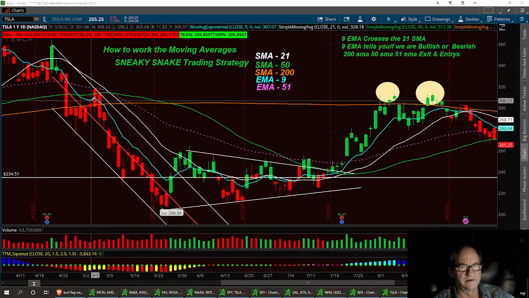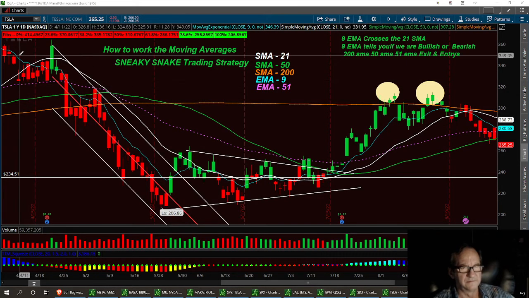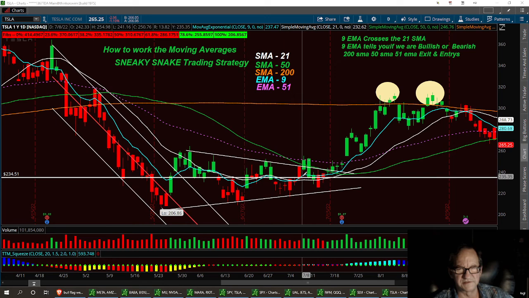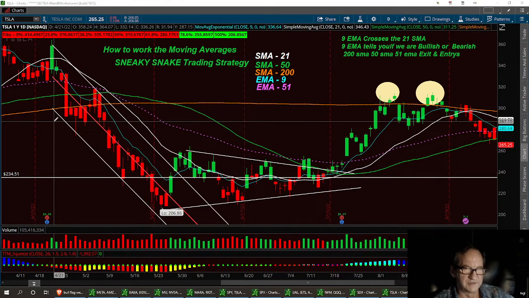Now the 9 and the 21 have something in common. If the 9 crosses down the 21, it becomes very bearish. If the 9 crosses up the 21, it becomes very bullish, as it did right here. And then we had the breakout, boom, to the double top.